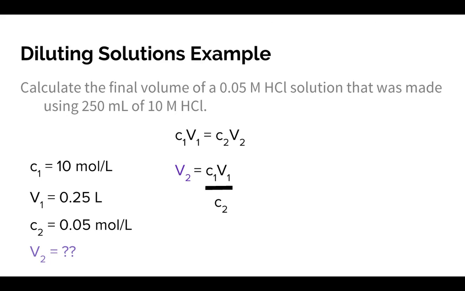So we rearrange the equation to show V2 as the subject, and then we input our values. So 10 times 0.25 divided by 0.05. So the volume is therefore equal to 50 litres. So 50 litres of a 0.05 mole per litre solution can be made using 250 mL of a 10 mole per litre solution of hydrochloric acid.